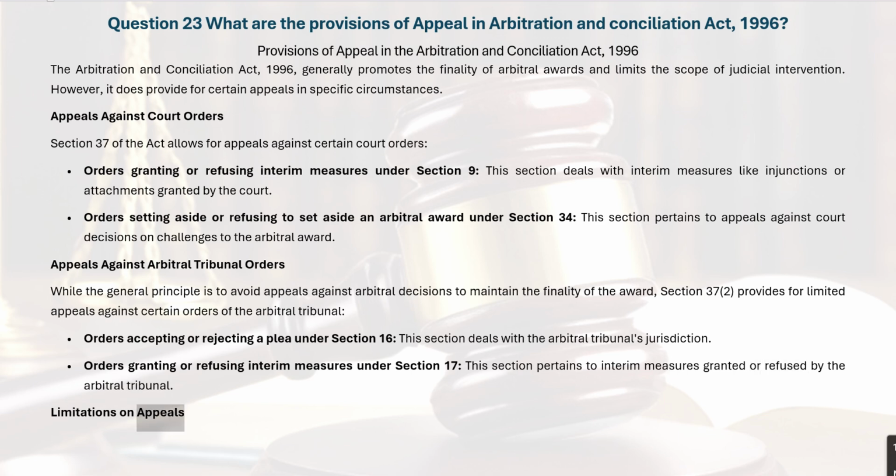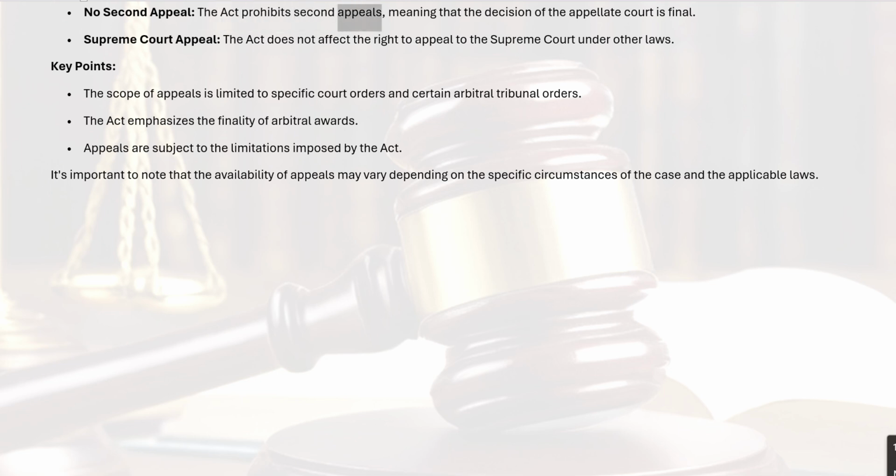Limitations on appeals. No second appeal. The Act prohibits second appeals, meaning that the decision of the appellate court is final. Supreme Court appeal. The Act does not affect the right to appeal to the Supreme Court under other laws. Key points. The scope of appeals is limited to specific court orders and certain arbitral tribunal orders. The Act emphasizes the finality of arbitral awards. Appeals are subject to the limitations imposed by the Act. It's important to note that the availability of appeals may vary depending on the specific circumstances of the case and the applicable laws.